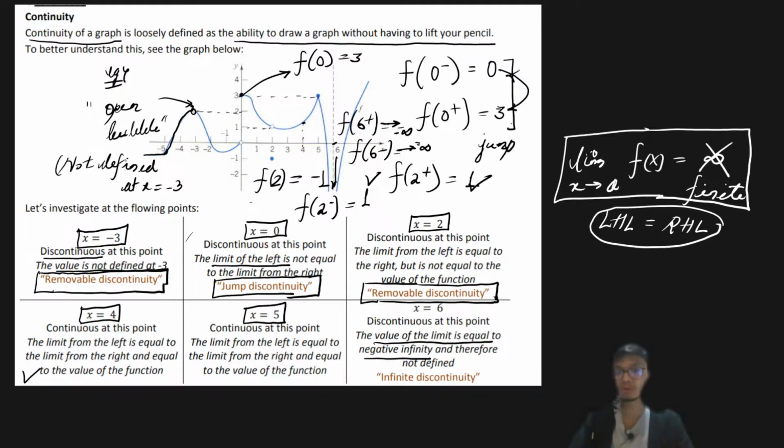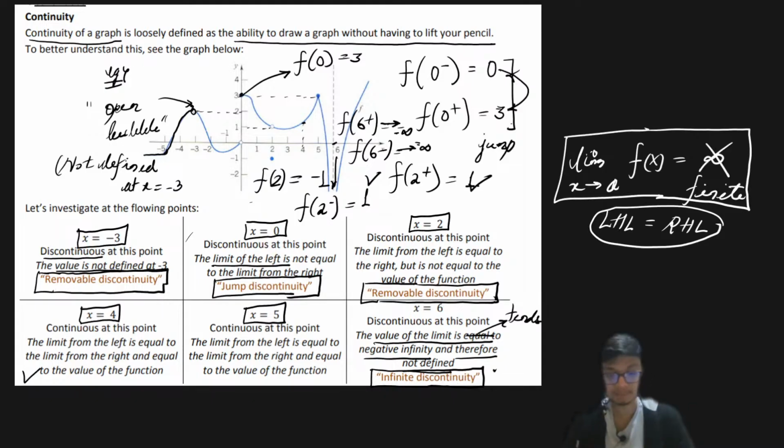I should not say equals to, I should say tends to. Because any value cannot be equal to infinity, because infinity is not a number, it's a concept. So it is tending towards negative infinity, and it is also not defined exactly at x equals 6. So this kind of discontinuity, we call infinite discontinuity.